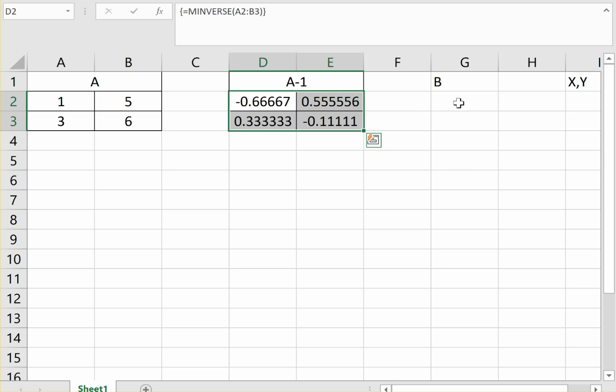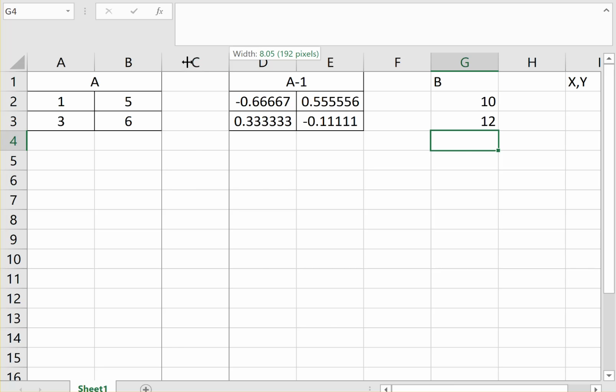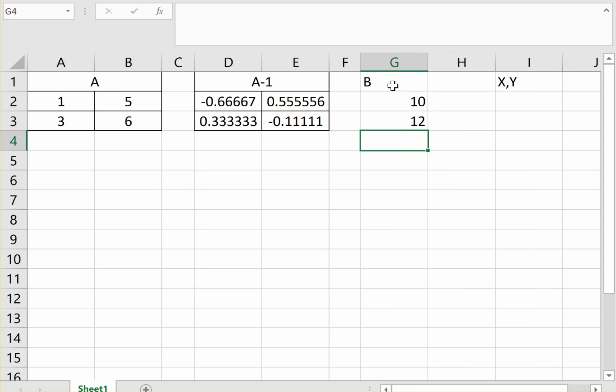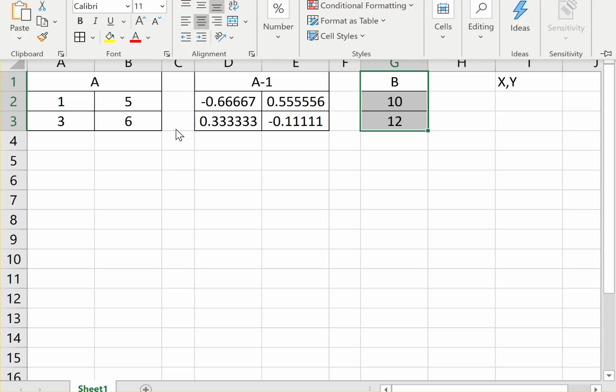Now the matrix B is my 10 and 12. Let's make it a little bit closer so we have all of them. That's my matrix B, and I will make it nice too so we can see this.